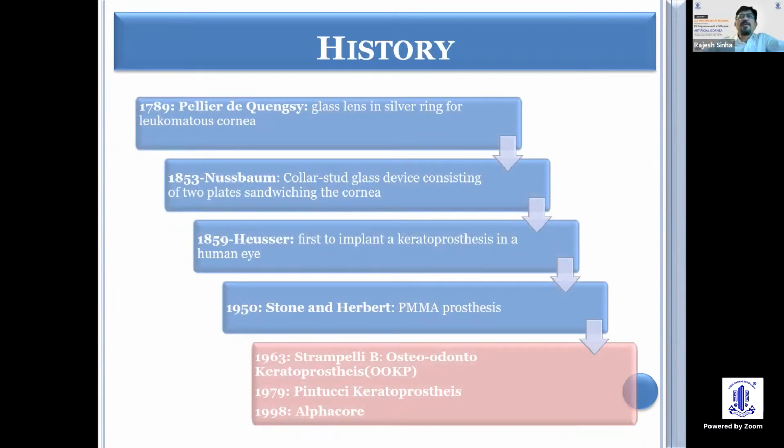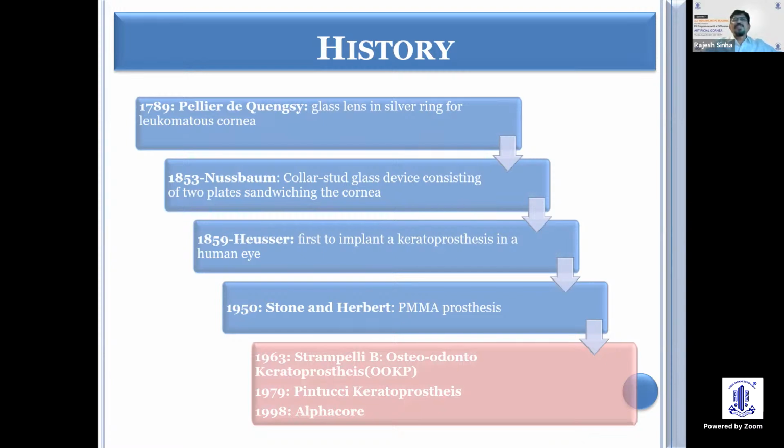As we are talking about keratoprosthesis, we should know a little bit about the history, because people who have worked on it, we should definitely know about them. So it was in 1789 that Pellier de Quengsy gave the concept of keratoprosthesis. He used a glass lens in a silver ring for a leukomatous cornea. Then in 1853, Nussbaum described a collar stud glass device consisting of 2 plates sandwiching the cornea. And then in 1859, Heusser was the first to implant a keratoprosthesis in a human eye.